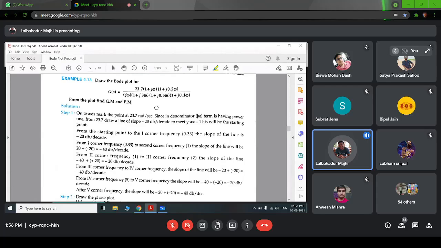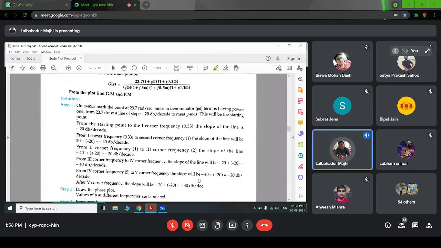Because we have two zeros and four poles. So the two zeros will each contribute plus 20 dB per decade, and the four poles will each contribute minus 20 dB per decade. So 4 times minus 20 is minus 80, and two times plus 20 is plus 40. So the final slope will be minus 40 dB per decade.